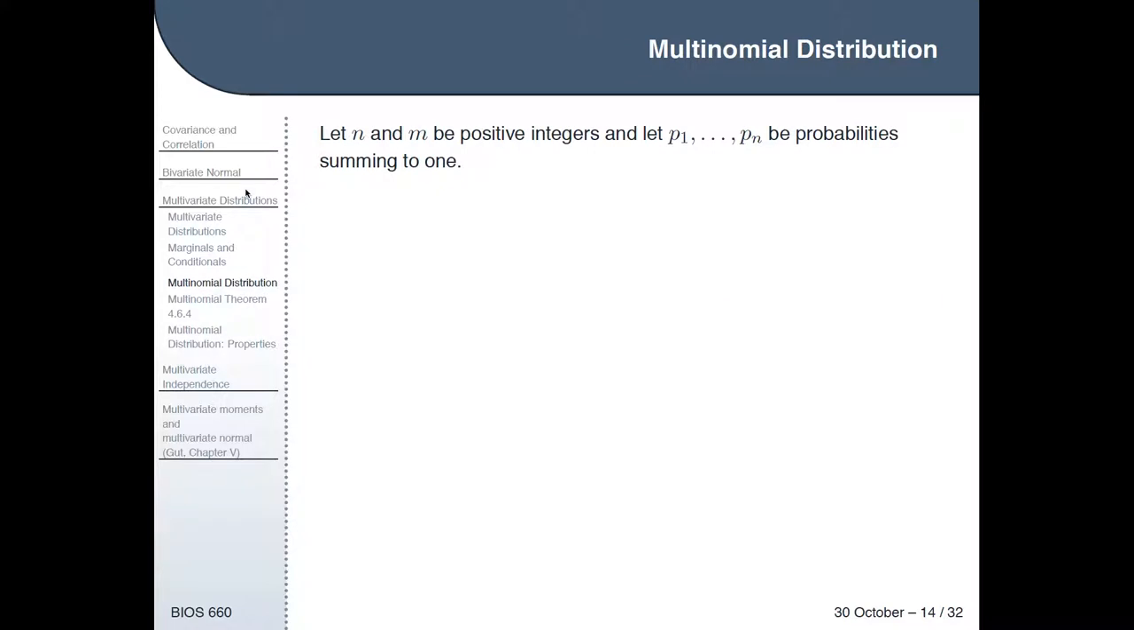Oh, an example of this that we discussed briefly a few weeks back is the multinomial distribution. Say, let n and m be positive integers, and there are n different possible categories of the outcome with probabilities p1, p2, up to pn, all summing to 1. And I probably should have redone this example to make n the number of trials rather than the number of possible categories, to be consistent with what we did with the binomial.